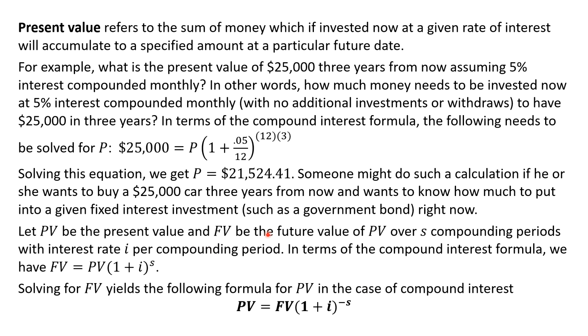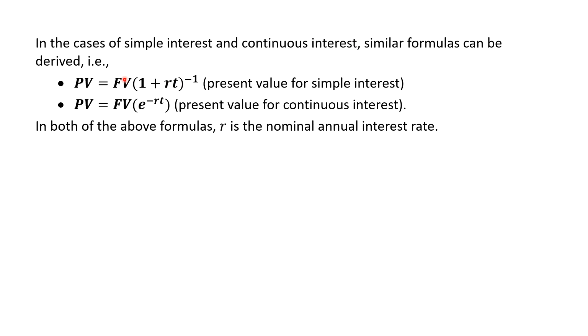You can also compute present value for simple interest and continuous interest, and I have those equations on the next slide. So it's the same idea for simple and continuous interest. You just take the formula you have for a given amount of principal under simple interest, and you divide 1 plus RT on both sides, and you get the present value formula. And you do a similar algebraic manipulation to get the present value under the conditions of continuous interest.